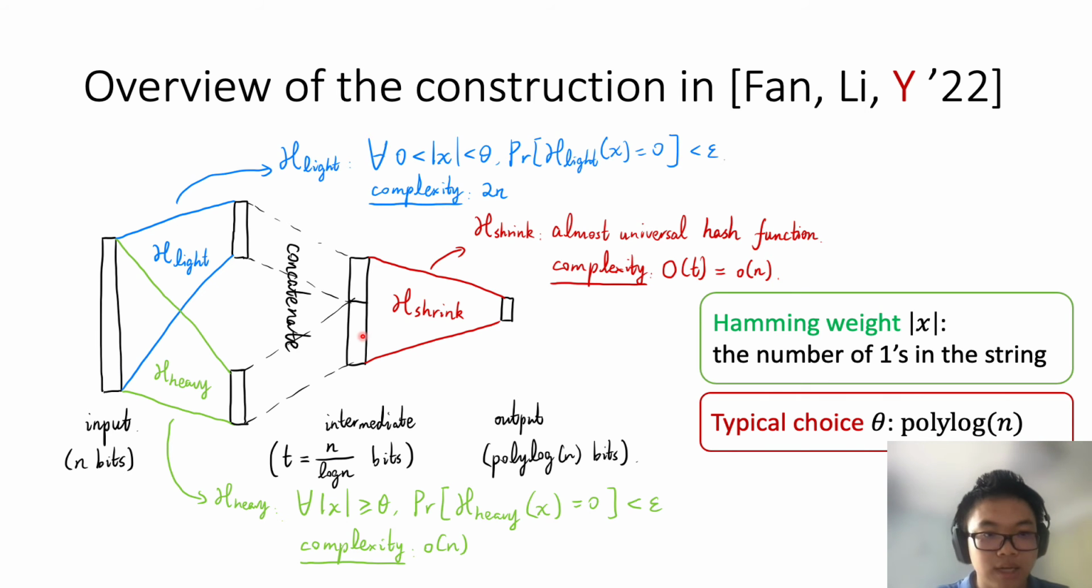In FLY, we choose theta to be n to the epsilon, but in this work we need a different choice of theta to ensure the small seed length. We will see later that this H-light part requires all theta bits of seed, so we choose theta to be polylog n. Now I will lead you through these two components, each of them having some issues on the seed length, explicitness, and uniformity, and I'll discuss how we resolve them.